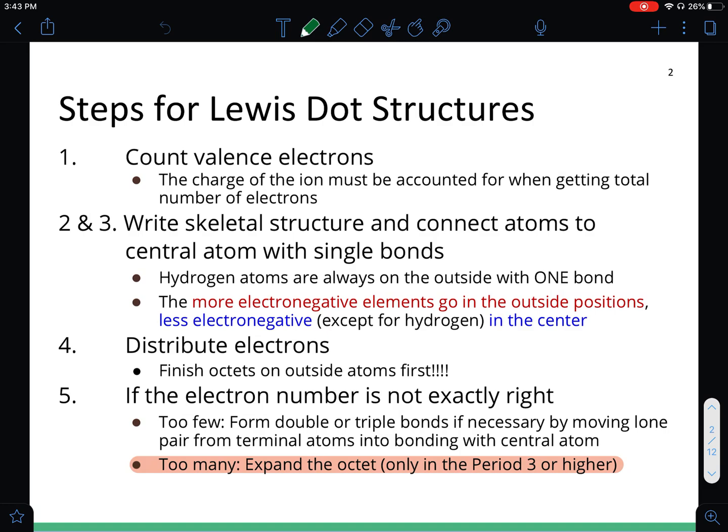All right, so expanded octets are really just Lewis dot structures, but certain atoms can expand their octet, meaning they can have more than 8 electrons in their shell. The steps that we will follow are the same as what we were following for regular Lewis dot structures, but when we get to the very end, we will have more than 8 electrons for certain atoms, and that is totally fine for atoms that are in periods 3 or higher.